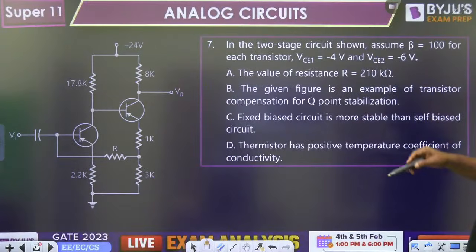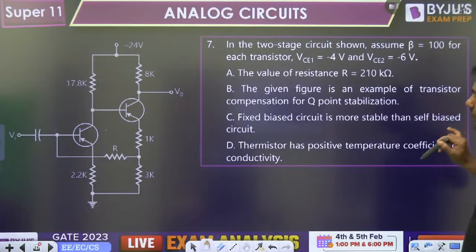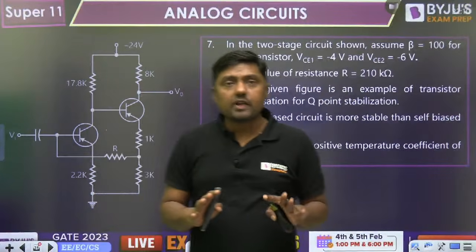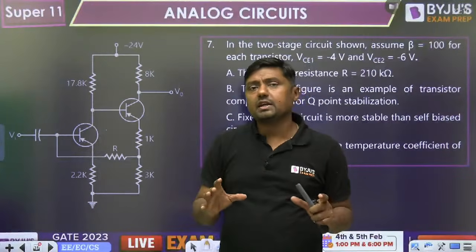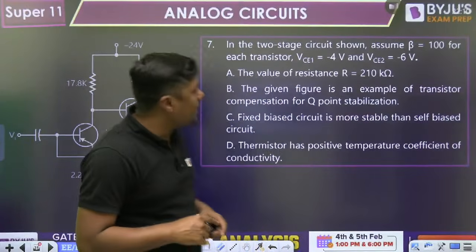This is MSQ. In the two-stage circuit shown, assume beta is 100 for each transistor. VC1 is equal to minus 4 volt, VC2 is equal to minus 6 volt, the value of the resistance and so on. If the very lengthy diagram is given, why have I chosen this type of diagram? If suppose a very lengthy diagram is given, then always use what? Approximation. Always use the approximation.